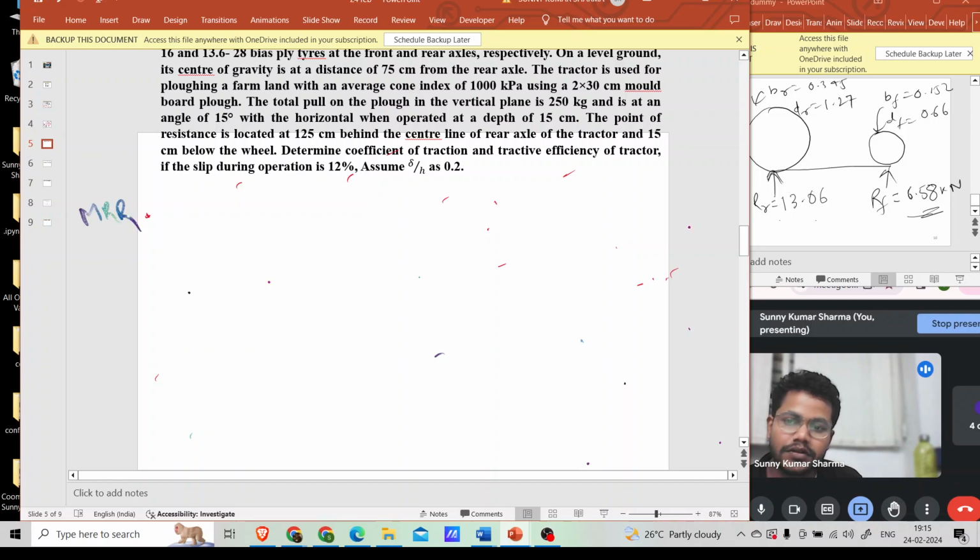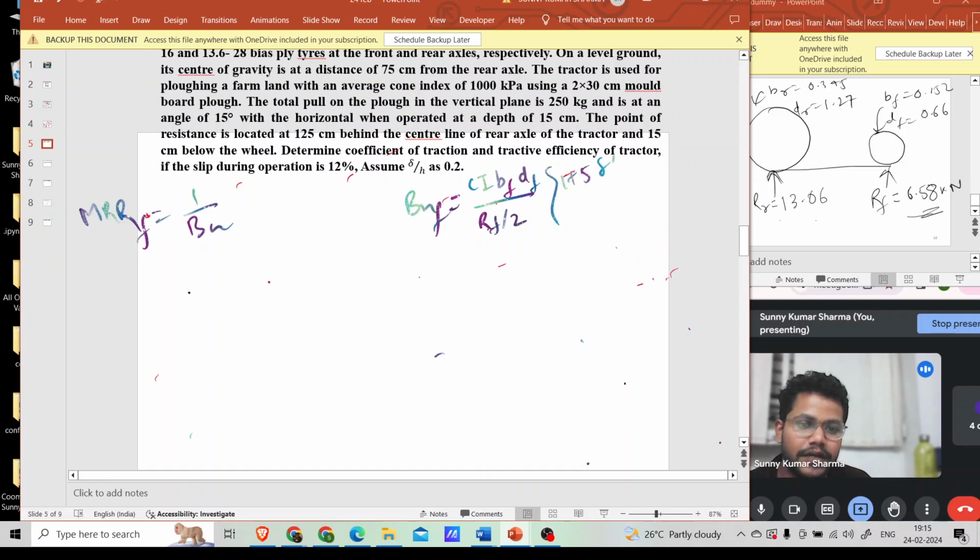Motion resistance ratio for front wheel needs the mobility number. So you first calculate the mobility number for front wheel, which is equal to CI times D for front wheel, divided by R of front wheel by 2. Why 2? Because RF we have calculated for the front axle. We have to divide it by 2 for one wheel. We use this formula for one wheel, into 1 plus 5 delta by H, divided by 1 plus 3 width of front wheel by tire of front wheel.